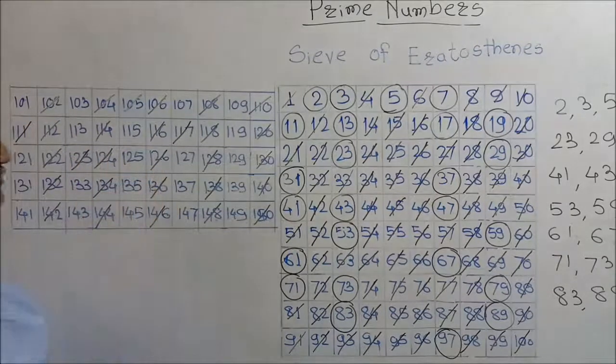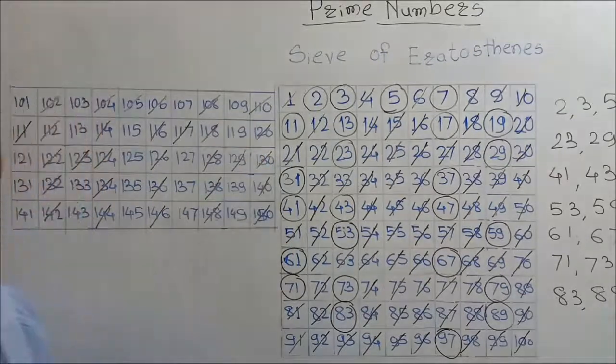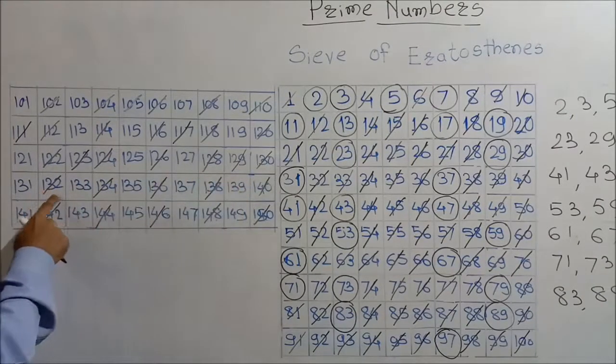We have 126 next. And we have 129. So we are going to cut 129 also, because it is in the table of 3, or a multiple of 3. We have next 132.